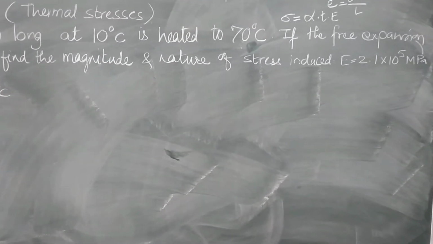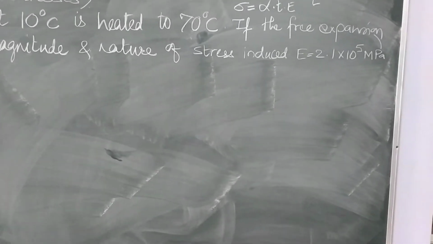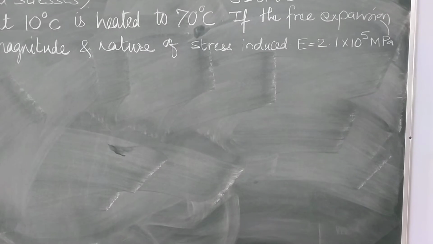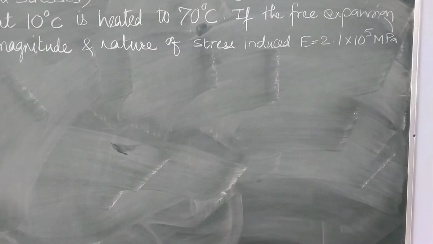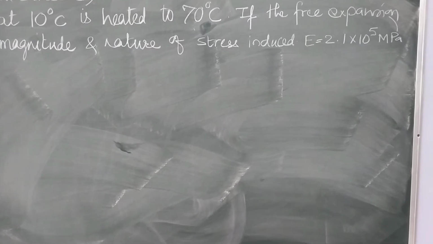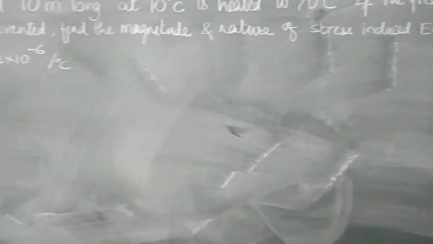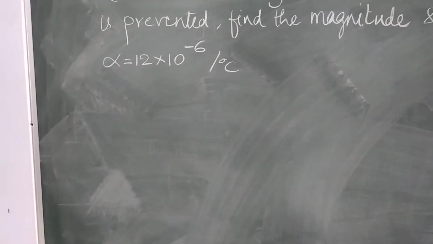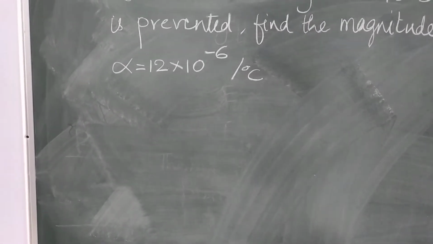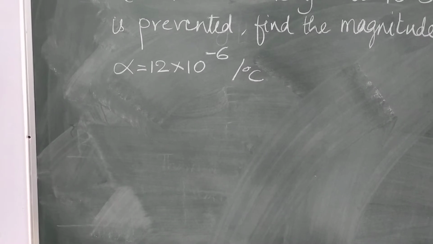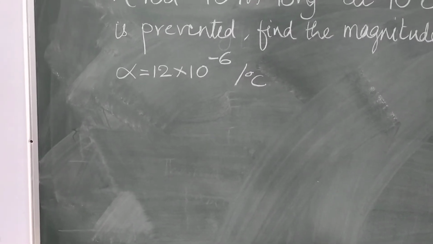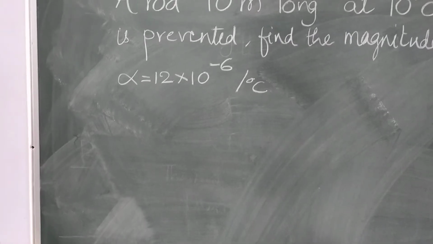Take E is equal to 2.1 into 10 raised to 5 megapascal, that is Newton per mm square, and alpha, that is coefficient of thermal expansion, is equal to 12 into 10 raised to minus 6 per degree centigrade.